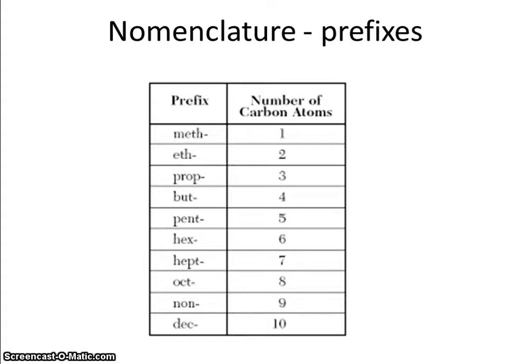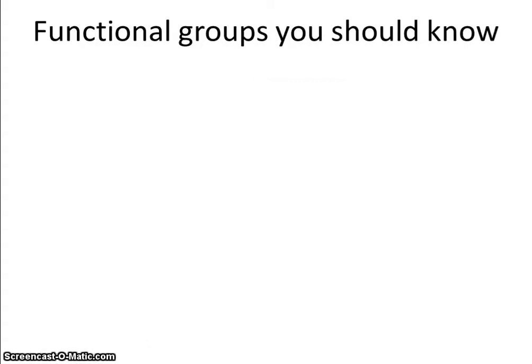Right, so just to go through the nomenclature, the fancy way of naming things. So the prefixes are meth, eth, prop, but, pent, hex, hept, oct, non and dec, but we all seem to get that okay. So we'll go on to functional groups you should know. This is stuff we've done in class already, so if you've already got it and you're all fine and dandy, have a listen one more time, just keep on going. If there's stuff you're stuck on, go back and review it.